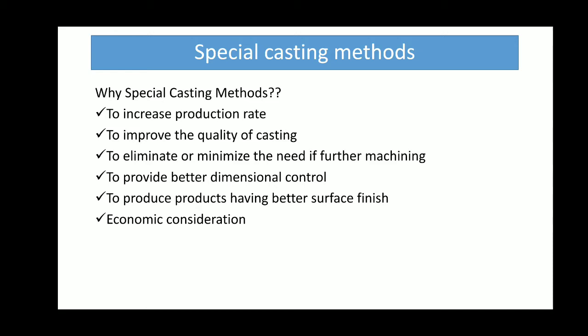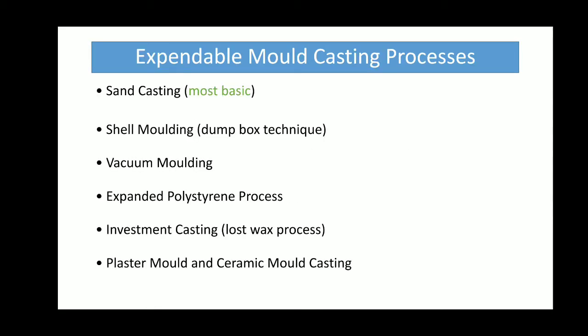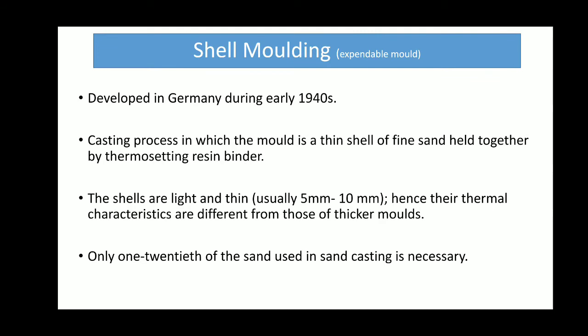In the previous classes we have already discussed special casting methods, why they are required, what the various advantages associated with them are, and what the different capabilities are. Later on we saw that under the expandable mold casting process there are a variety of processes involved, like sand casting, which is the most basic one. We have already discussed shell molding, vacuum molding, the expandable polystyrene process, investment casting, also known as the lost wax process, plaster molding, ceramic molding, etc. In the last class we discussed shell molding.